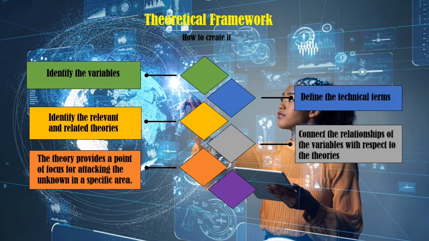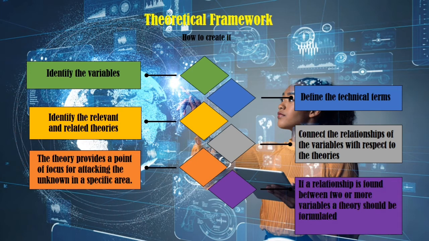And of course, if a relationship is found between two or more variables, a theory should be formulated to explain why that relationship exists. Okay? So that's how you're going to create your theoretical framework. As I told you before, in order for you to come up with a good theoretical framework, you need to consult literature and studies related to your present problem.